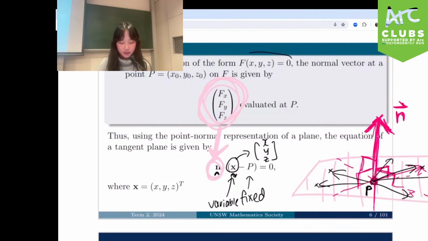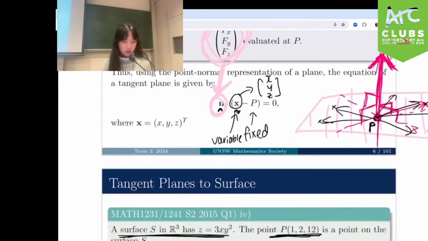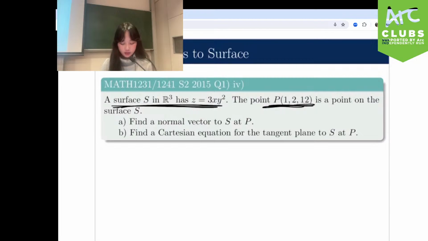For any function that's given in this form, we can use this formula to find the normal vector at a given point P, okay? So what we want to do first is express S in terms of f of x, y, z equals 0. So the first thing we're going to do is move everything over to one side, so that our right-hand side is 0. Like this. So essentially this is our multivariable function that we're going to be working with.